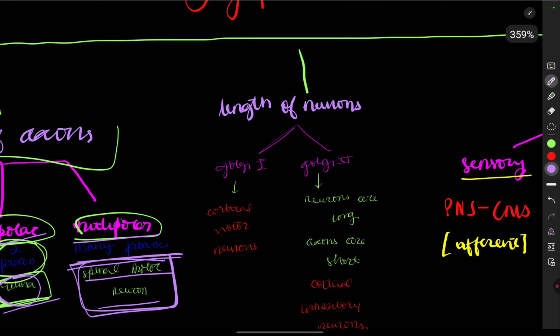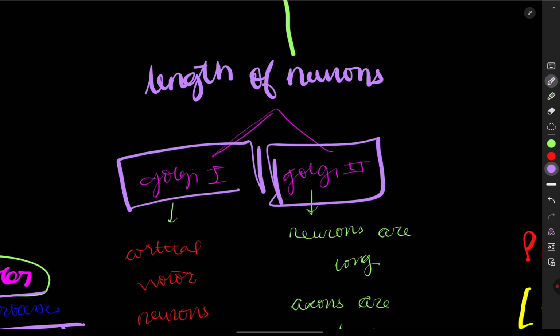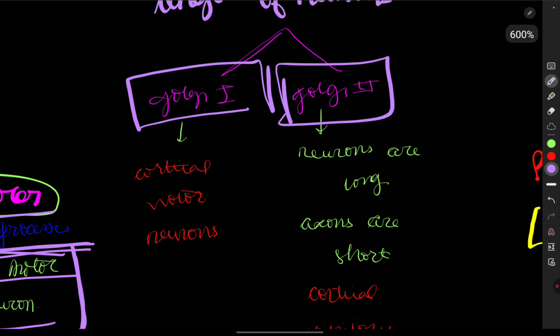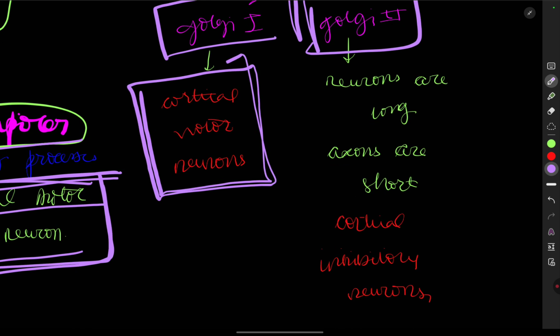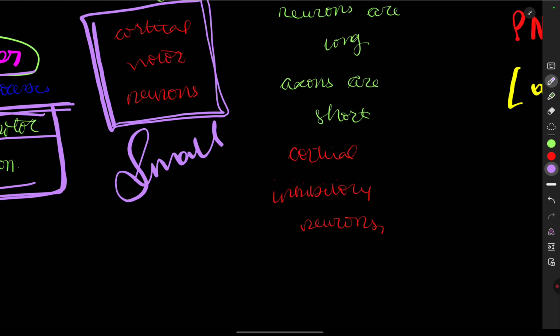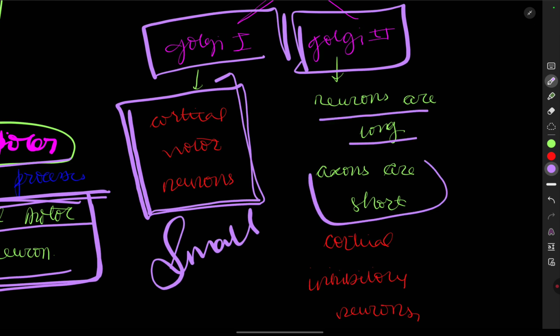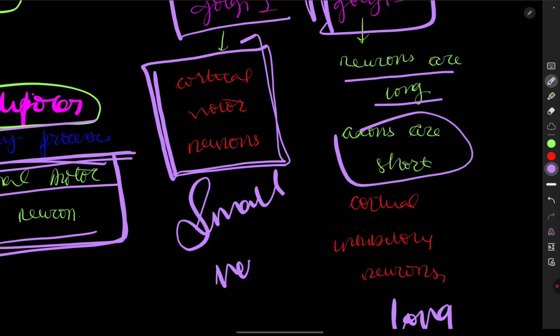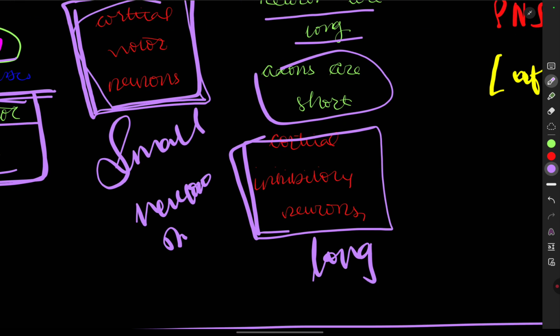Now on the basis of length of neuron, we have two types, the Golgi 1 and the Golgi 2. You can pronounce it both ways. I pronounce it as Golgi apparatus, or Golgi 1, Golgi 2. There are the cortical motor neurons, and remember that Golgi 1 are small and Golgi 2 are long. In Golgi 2, the neurons are long and the axons are short, and in Golgi 1 the neurons are short and the axons are also short. Cortical inhibitory neurons are present in the cortical motor neurons.